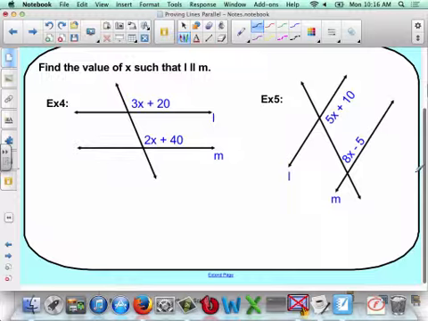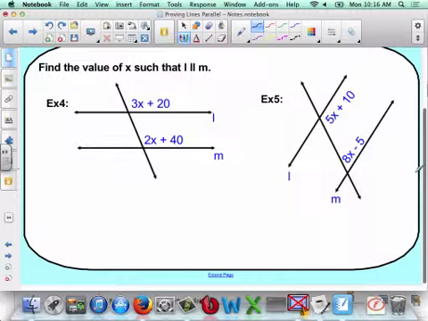Last Tuesday, you guys were told L is parallel to M. Find the value of X, right? Isn't that how basically all the directions were written? Notice the very slight change in the directions: find the value of X such that L is parallel to M. So if you were a true math student, you would actually adjust your thinking just a little bit.